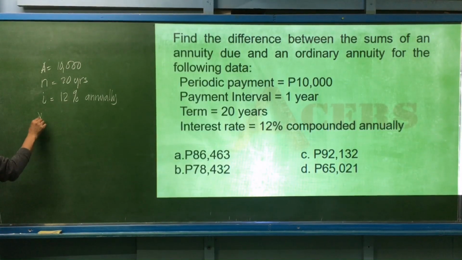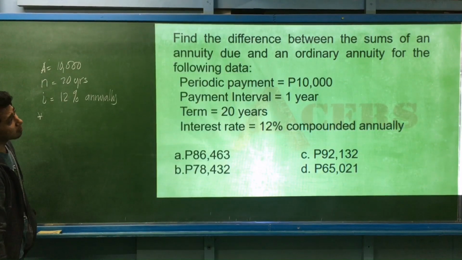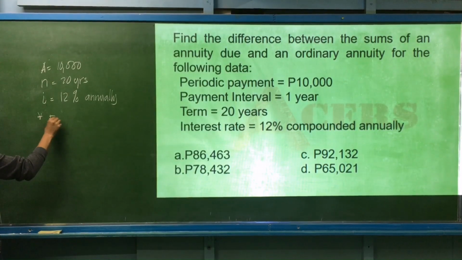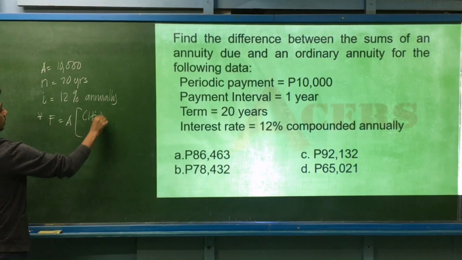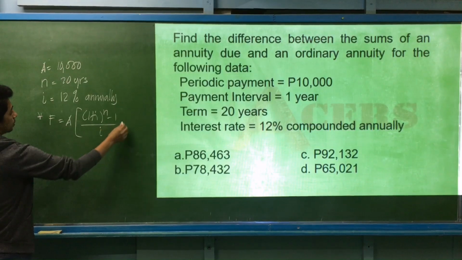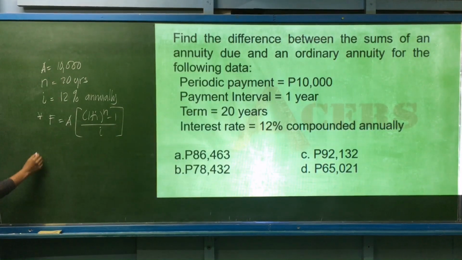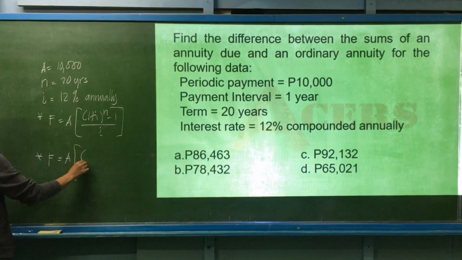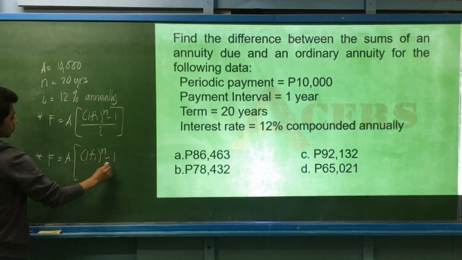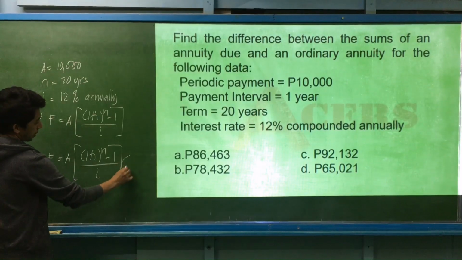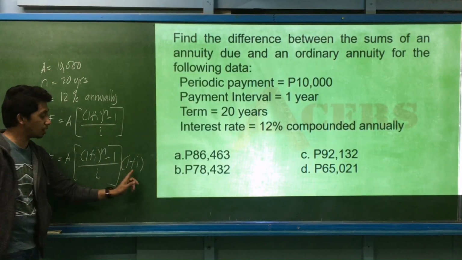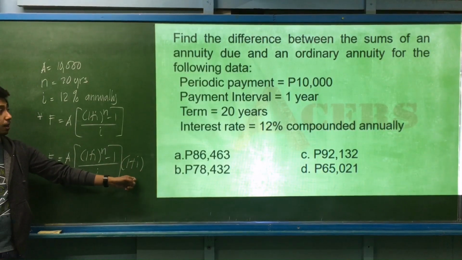So how do we get the future amount? For an ordinary annuity, the future amount is the annuity multiplied by 1 plus i raised to n minus 1 divided by i. So that's how it looks for an ordinary annuity. The second is what we call the annuity due, that is the annuity multiplied by 1 plus i raised to n minus 1 divided by i. For an annuity due, what do we do? We just have an additional multiplier of 1 plus i. In other words, one more cycle of the interest period.